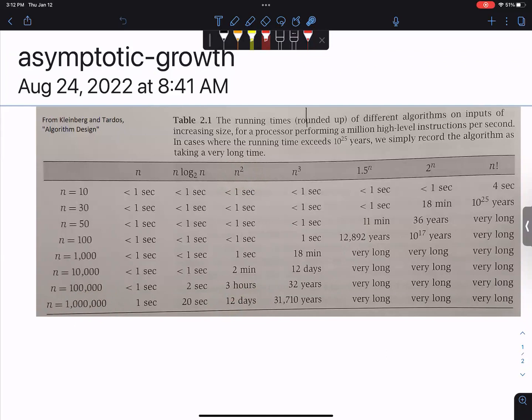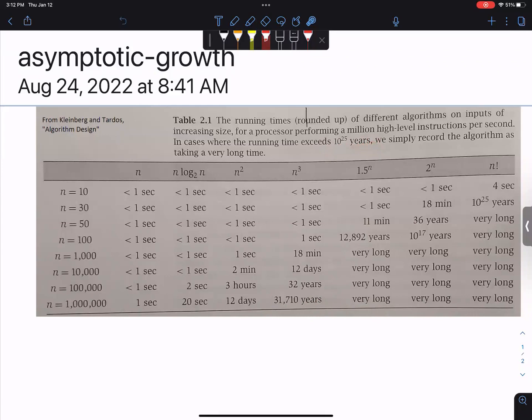So one thing you really notice is that if you look at a single row, like the last row, there's a big jump. There's a point where there's a big jump. So, 1 second, 20 seconds, reasonable, all of a sudden 12 days, and then all of a sudden 31,000 years. And I think very long, it's more than 10 to the power of 25 years. Pretty long.